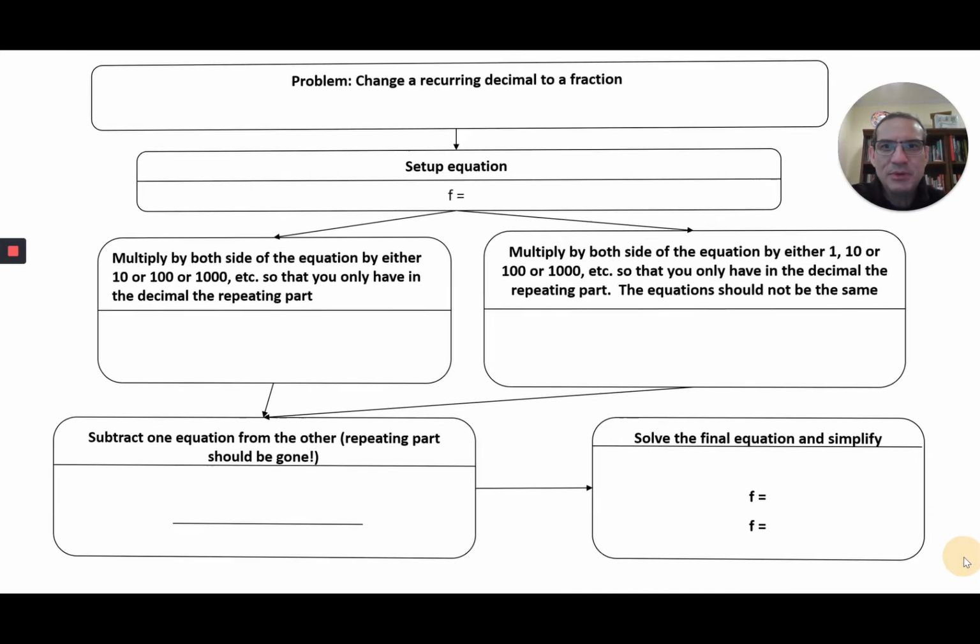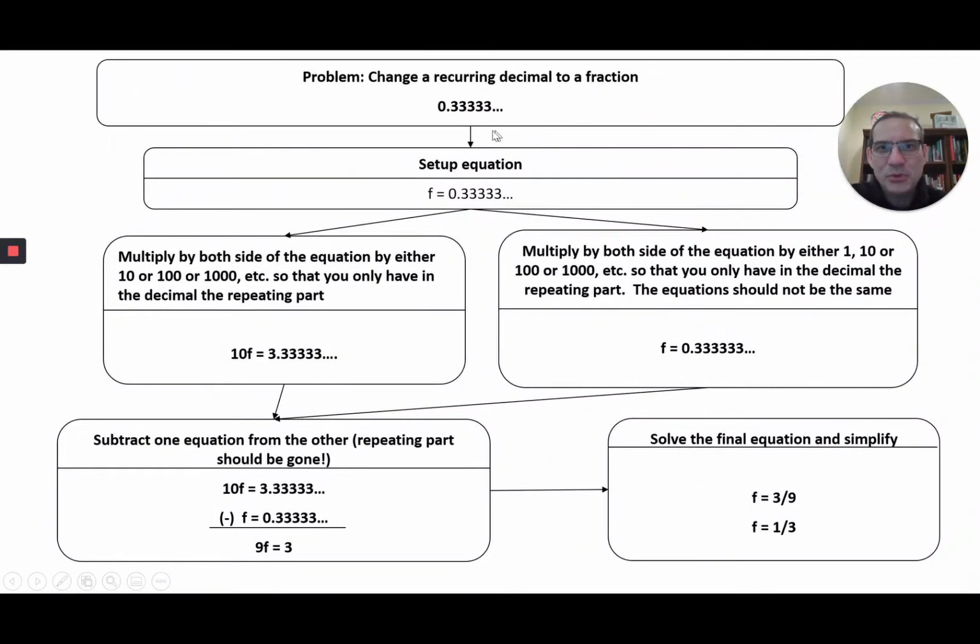So let's show an example here. 0.3333333 goes forever. Here I have the equation f equal to 0.3333, and now I'm going to do the manipulation. So I need to multiply by either 10, 100, or 1,000. Of course, you pick the easier one. In this case, you just multiply by 10. This is the first, the minimum number.